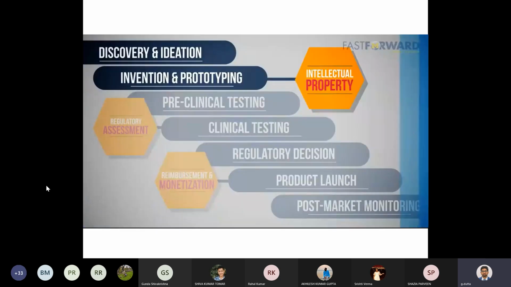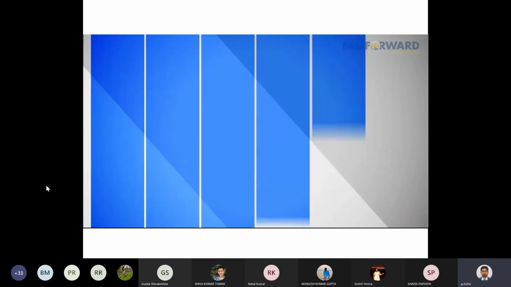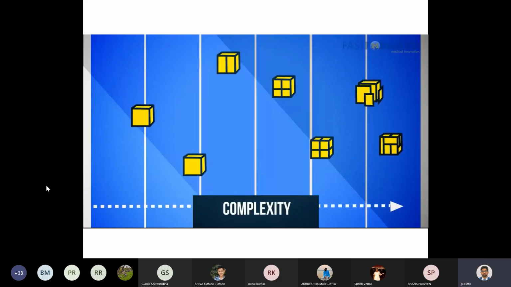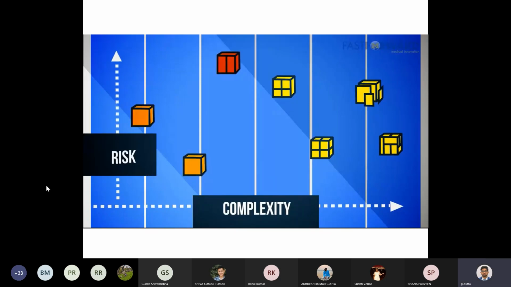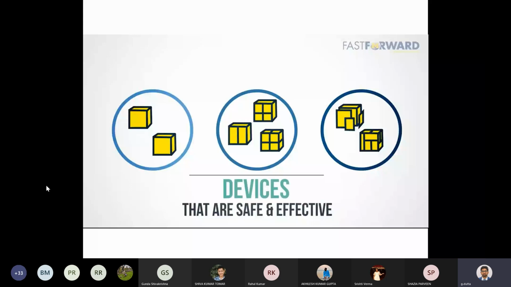At this point, you have a prototype and have talked to your tech transfer office about IP. Now it's time to decide how to test it. The FDA will define the testing plan. The overall timeline and cost to market is varied depending on the complexity of the device and risk to the patient. The FDA allows marketing of devices that are safe and effective and separates medical devices into 3 classes.